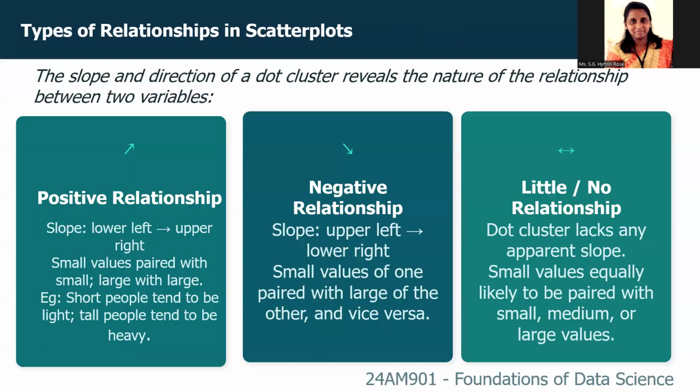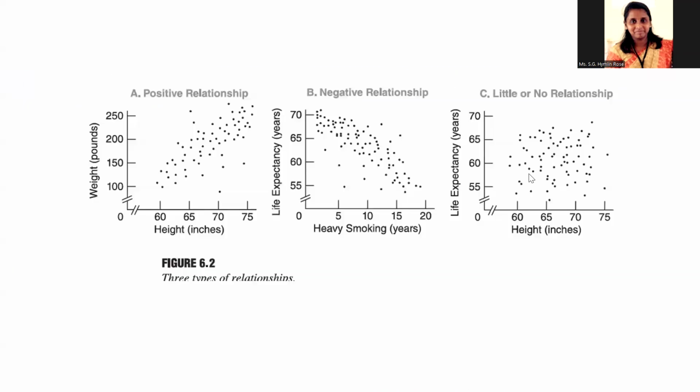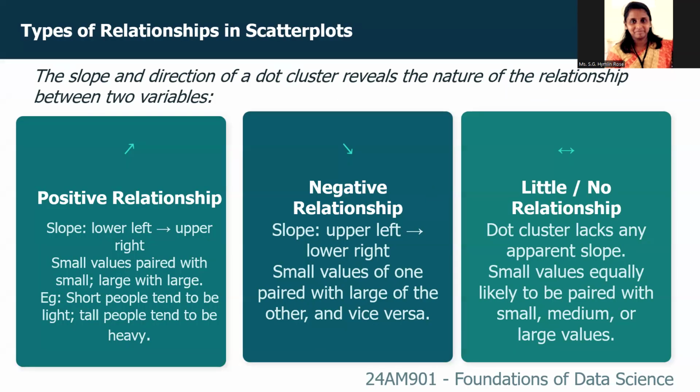The third one is little or no relationship. See the graph: it will be scattered in all directions. A dot cluster that lacks any apparent slope reflects little or no relationship between the two variables. Small values of one variable are just as likely to be paired with small, medium, or large values of the other. Knowing the value of one variable gives no useful information about the other. The dots appear randomly scattered with no directional pattern.